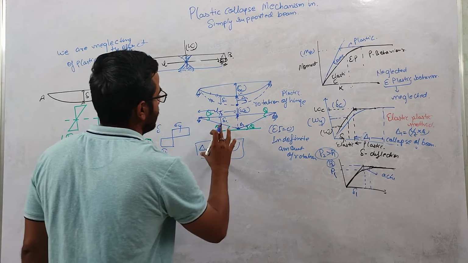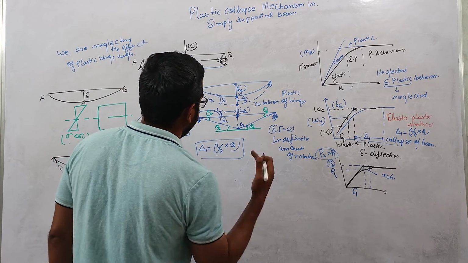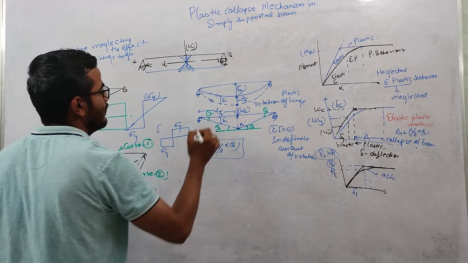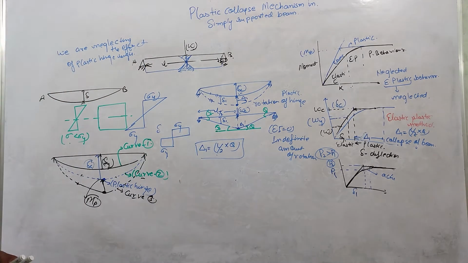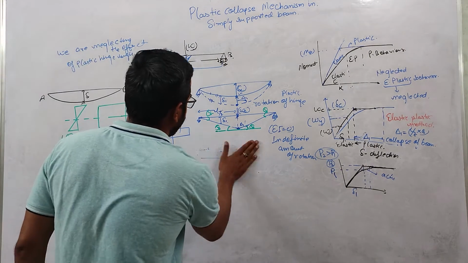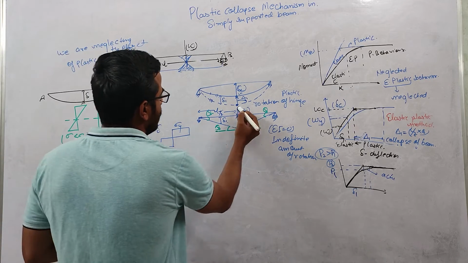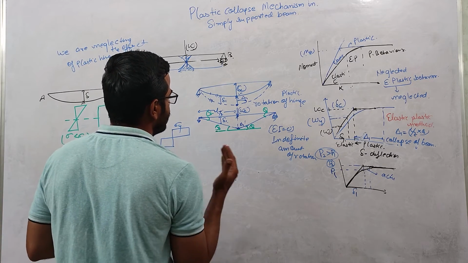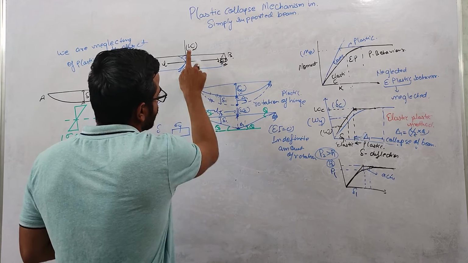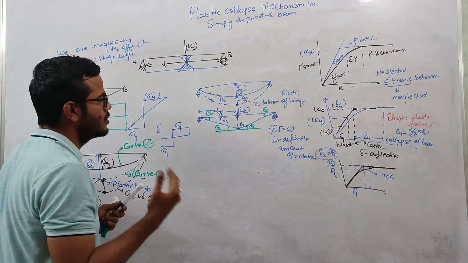Okay, we can use the trigonometric concept to calculate this delta 1 deflection, right? So one more thing. So what is mechanism? Basically mechanism is nothing but, when we reach this Wc load, when we increase this W load to Wc, there is formation of the plastic hinge.